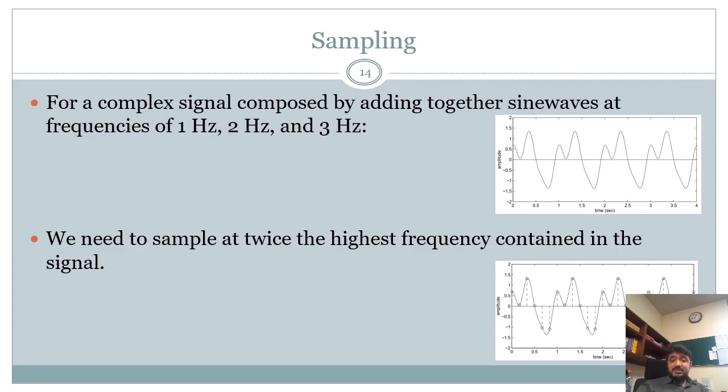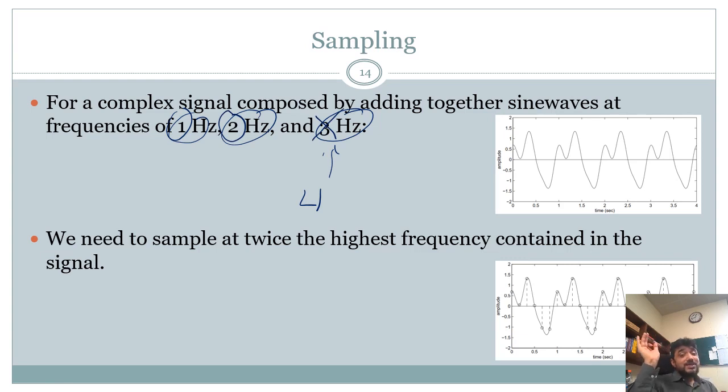So this is also true for complex signals. Here you have a signal composed of waves of 1 hertz, 2 hertz, and 3 hertz. Therefore, if we want to correctly sample it, we need to sample at least 6 samples per second. If we do that, it's going to preserve the 1 hertz, 2 hertz, and 3 hertz components. If we sample at a lower sampling frequency, let's say 4 samples per second, what's going to happen? This will be preserved, but this will go away.